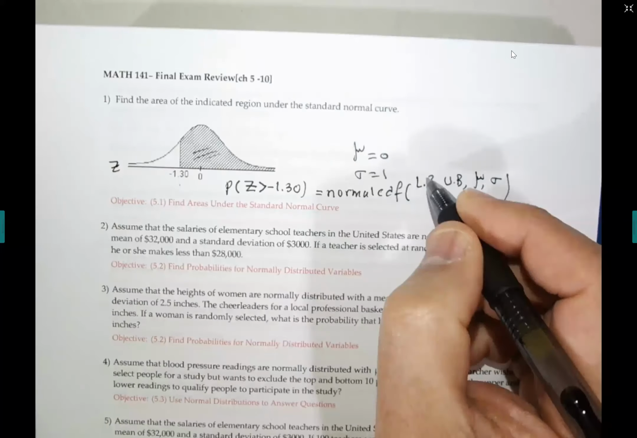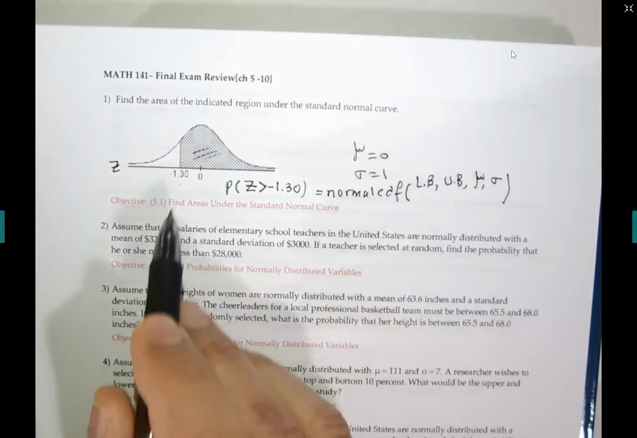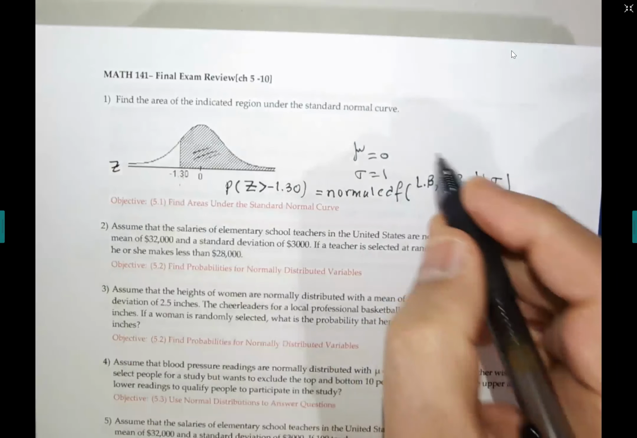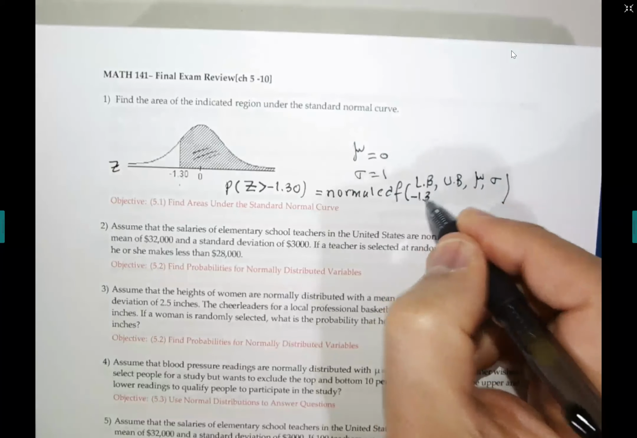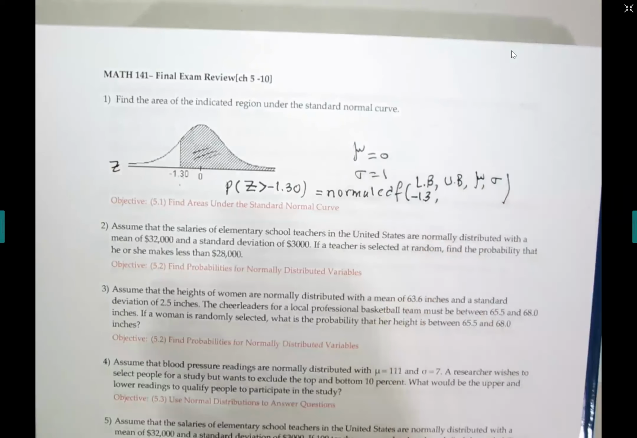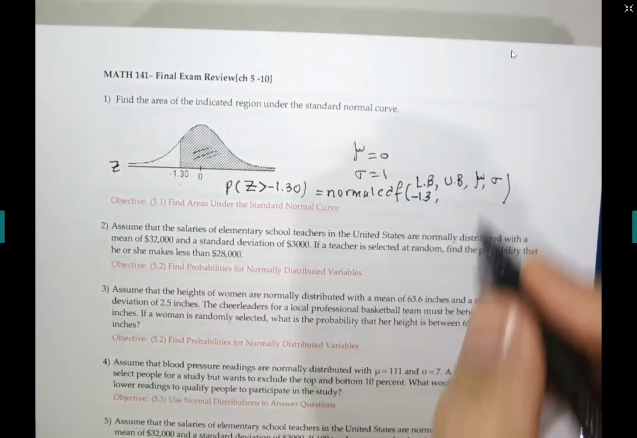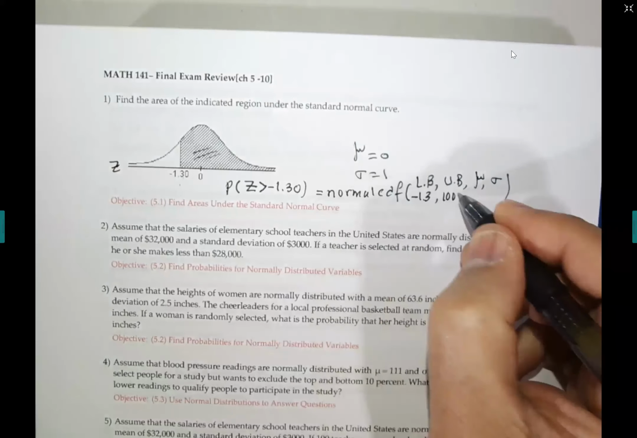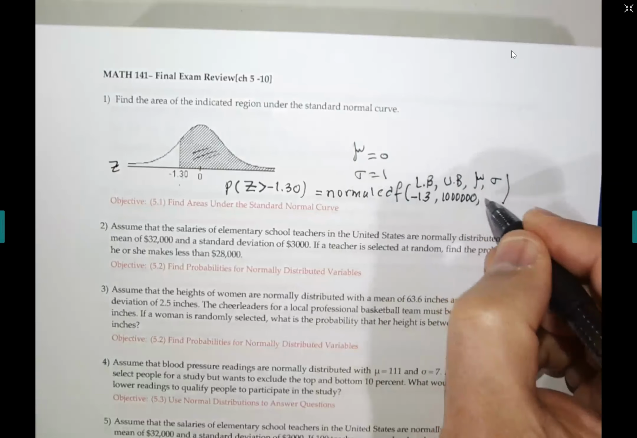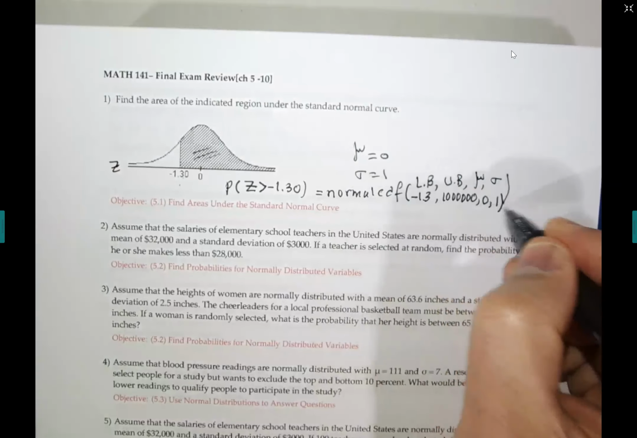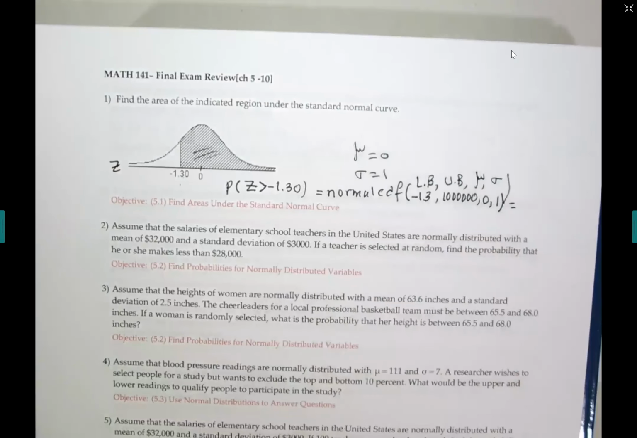What's a lower bound here? We're starting at negative 1.3, so it's negative 1.3. Upper bound, the sky is the limit. Make it as large as you want. Put a million here if you want. Mean is always 0 and standard deviation 1. And let me show you how to do this on the calculator.